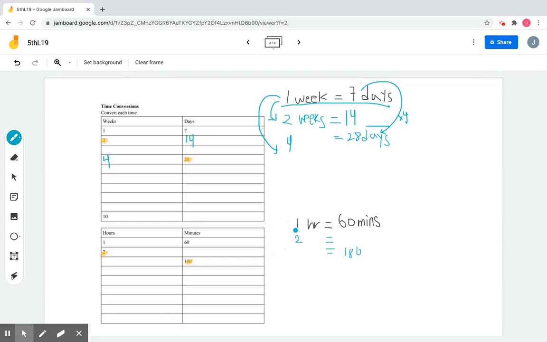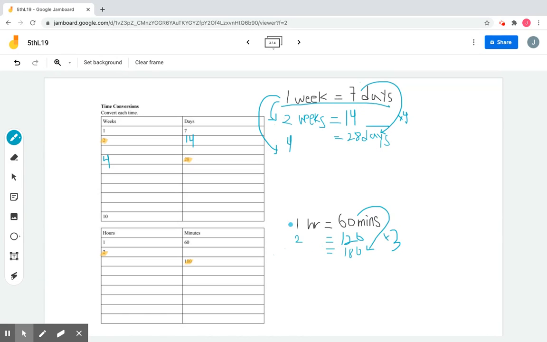Alright, next we're gonna do hours and minutes. So 1 hour is equal to 60 minutes. Then how many minutes will 2 hours be? It will be the same. It will be 60 times 2, right? So 60 times 2 is 120. And how many hours will 180 minutes be? So 60 goes into 180, right? How many? 3, right? Because 180 divided by 60 is 3.